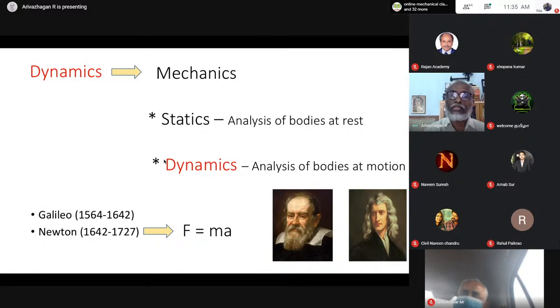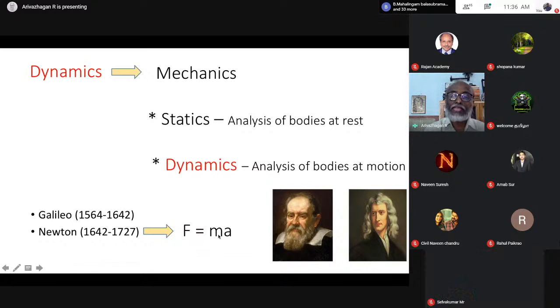In this case, the response of the body or object due to the force is displacement, velocity, and acceleration. The term dynamics was first coined by Galileo in the 16th century, that is 1564. Then in 1642, Newton formulated the famous equation F = ma. This equation is a vector equation, because the direction of F must agree with the direction of the acceleration a. So both are in the same direction.